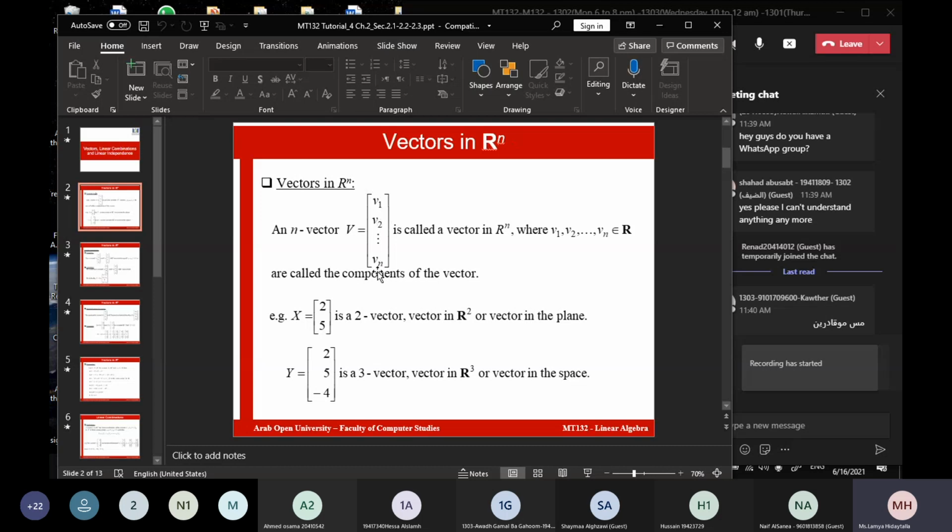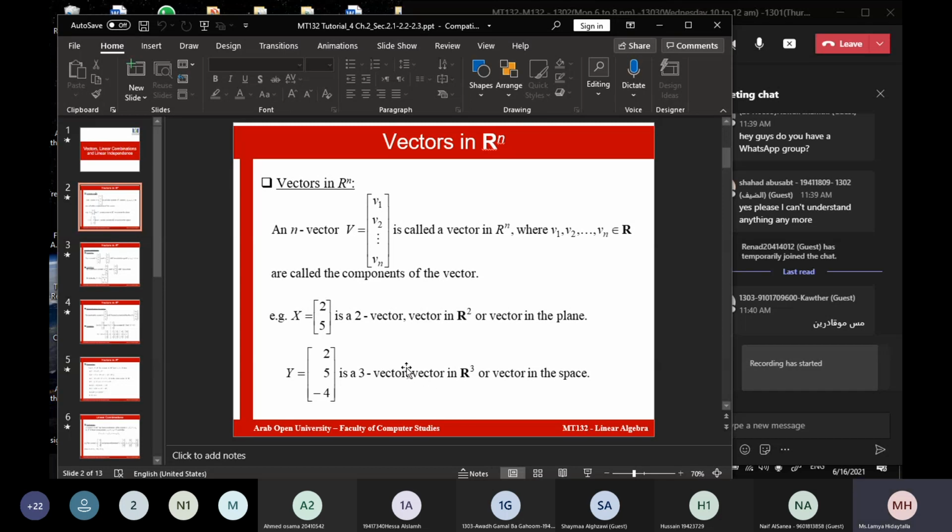That is, all the numbers here are real numbers. So it is a vector in Rn, the same as the matrices before. The same rules apply when you are adding vectors to each other or multiplying by a scalar, etc. For instance, x is this one, so it is a 2-vector in R2. This is a 3-vector in R3 because there are 3 elements, correct? So a 3-vector in R3, correct? R2, R3.